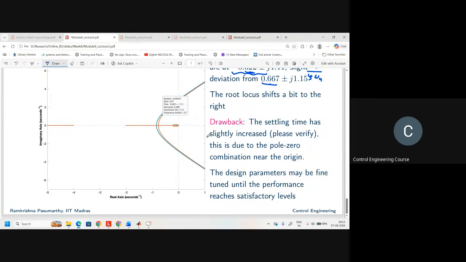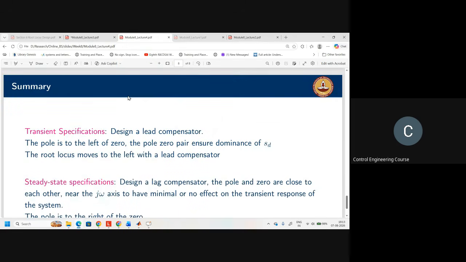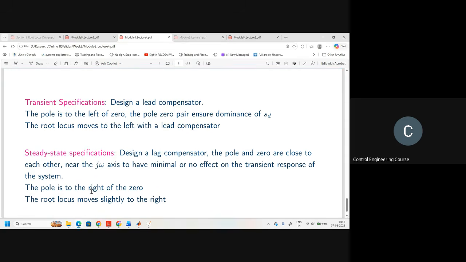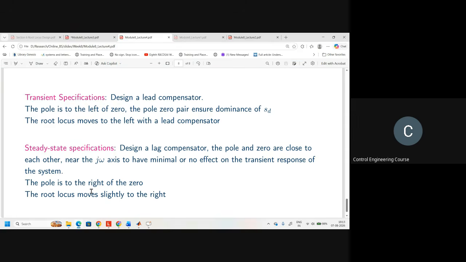So in the first class, what we did was we designed a lead compensator that satisfies transient characteristics. Now the lag compensator satisfies steady state characteristics. Suppose you want to satisfy both, that means the transient specifications and steady state specifications should both be simultaneously satisfied. So in that case, how do you design the controller? It's called a lead lag compensator.